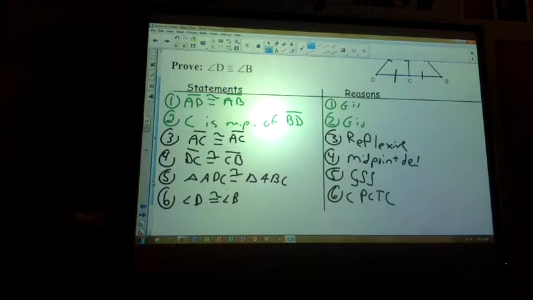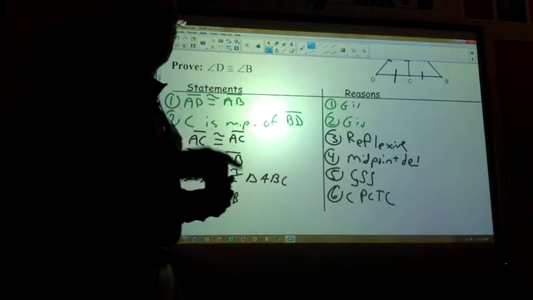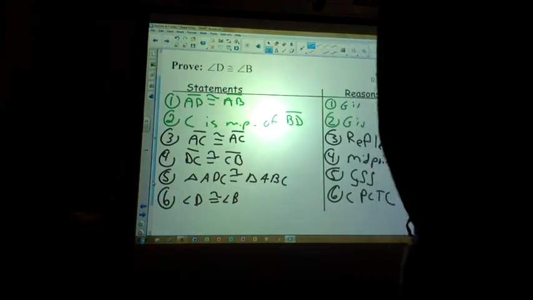And you all want to know how many of you got the CPCTC definition right? There wasn't one person in here that got it wrong.